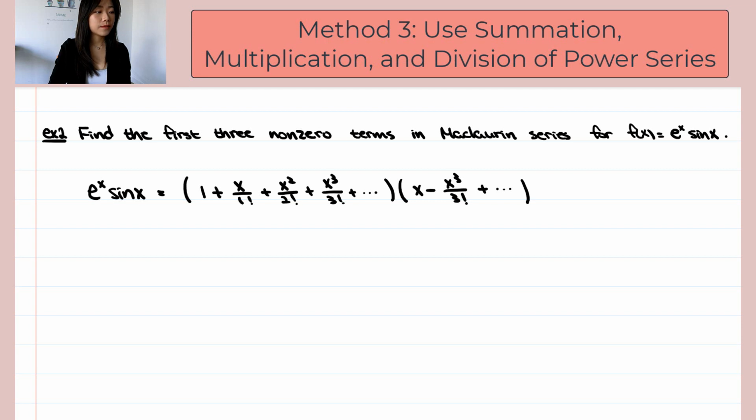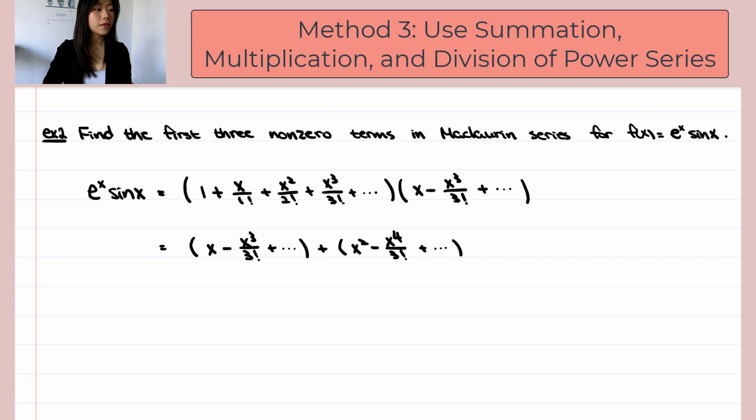Now let's expand this. The first term from e to the power of x is 1, so we take 1 times the series for sine of x, that is x minus x cubed divided by 3 factorial, and plus the other terms. Then plus the second term from e to the power of x is x, and we multiply that to the series for sine of x, and we get x squared minus x to the power of 4 divided by 3 factorial, and plus the rest of the terms.